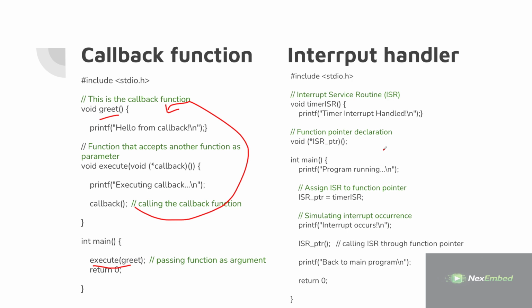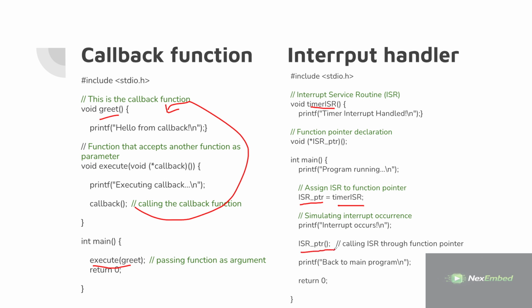In the next concept, for interrupt handling we also generally go with a function pointer. Interrupt handling is when an interrupt occurs, the currently running program gets stopped and goes to the interrupt service routine, does the specific function, and comes back to its original process. Here I have an int main and I am assigning my timer ISR. Timer ISR is my interrupt service routine. I am storing the address of the function in my pointer called ISR_pointer.